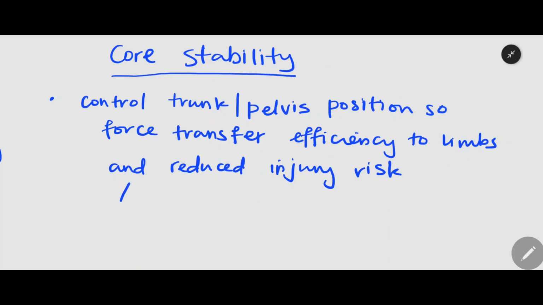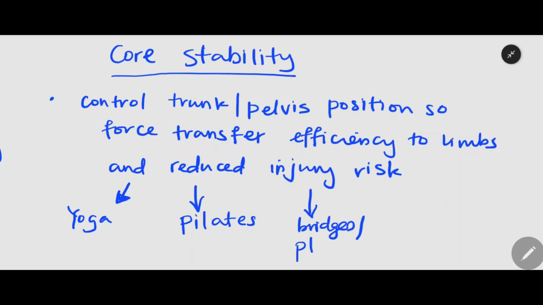So the types of training we can look at for core stability are things like yoga, Pilates, planks, bridges, V-sits, and so on and so forth.